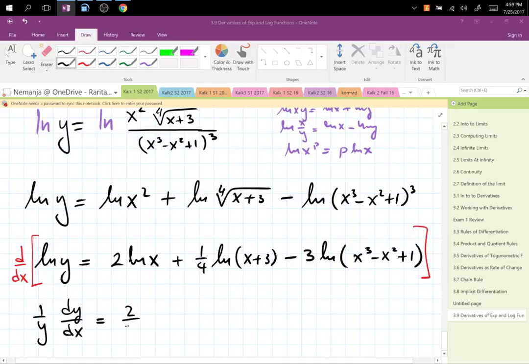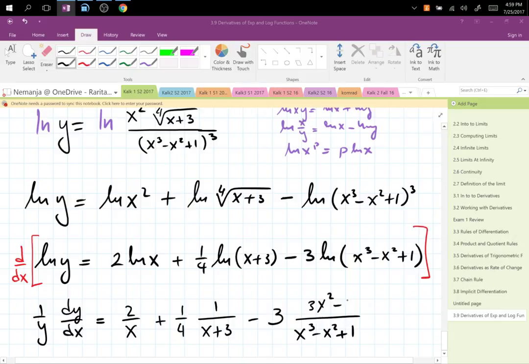You have 2 over x plus 1/4, copy the function as is and its derivative on top, minus 3 times, copy the function as is and its derivative on top, which is 3x squared minus 2x.